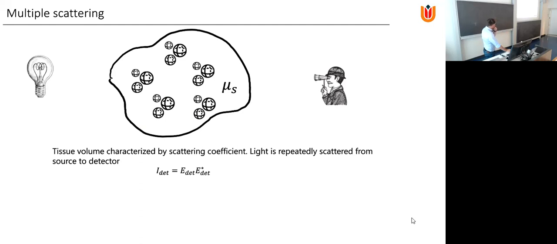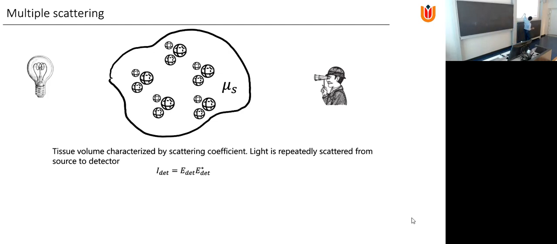So if you look at what's going on, this tissue volume is characterized by a scattering coefficient, and we will assume that light will be repeatedly scattered on its way from the source to the detector. Now we could try the same approach. We could try to calculate the intensity at the detector, and from that calculate properties that we're interested in.